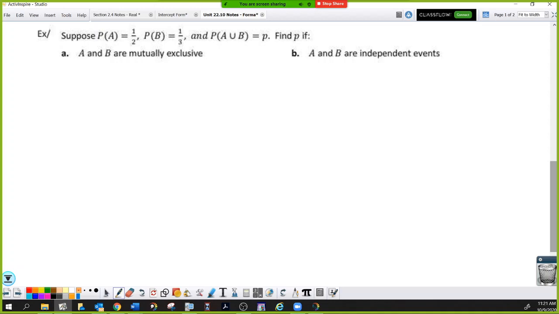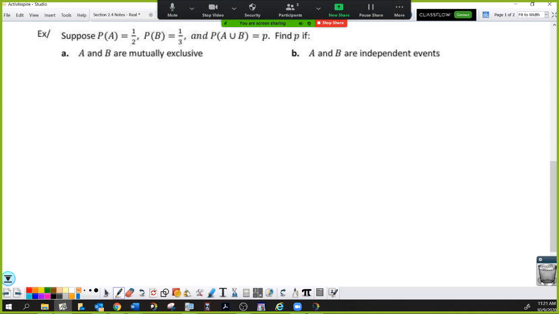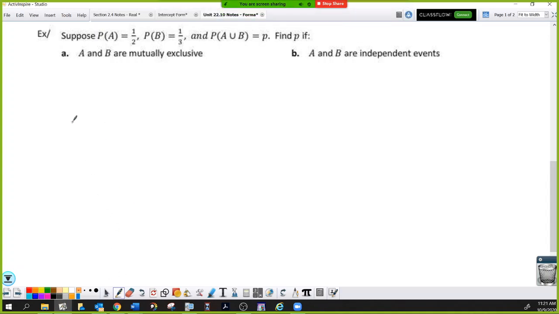Okay, so suppose this information is true. Find the probability of the union if A and B are mutually exclusive. What does that mean? What does mutually exclusive mean again? They don't overlap. For some reason, ExamView is trying to open on my computer. I think the calibration's off on my active panel. That means they don't overlap.